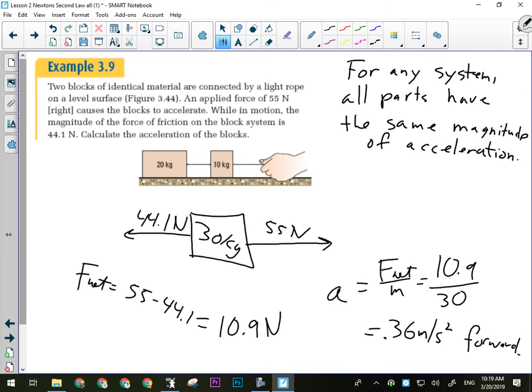Okay, so the big thing we need to remember here is that in systems, so anything that has two or more connected masses, the magnitude of the acceleration of those masses will be the same. That is, the net force acts on the entire system. Okay, we can still break the system down into individual parts, and find the force of whatever on this part and the force of whatever on that part. We can still do that. But when we get to the net force, it is on the entire system.